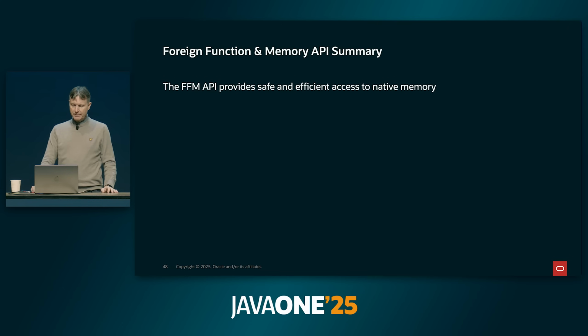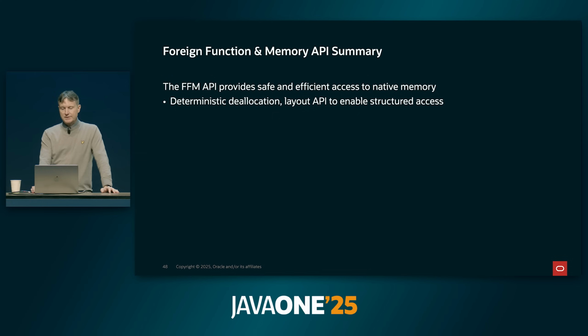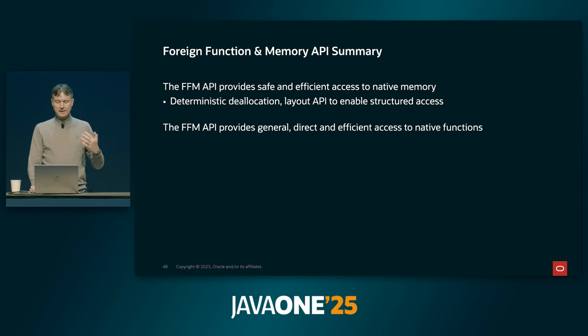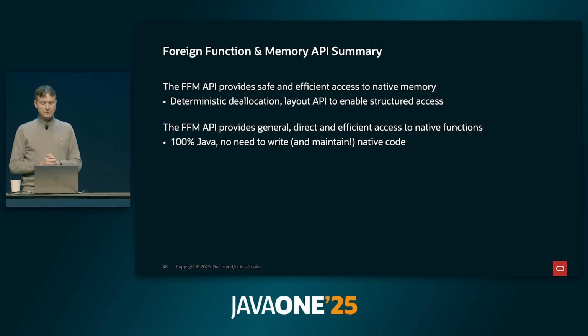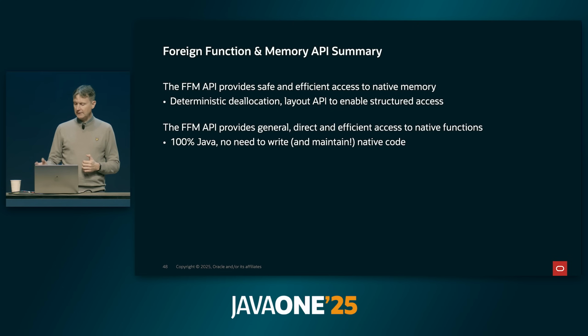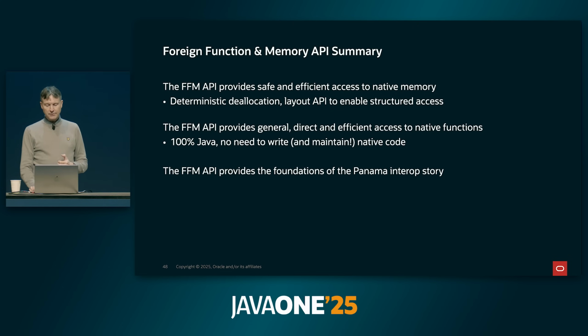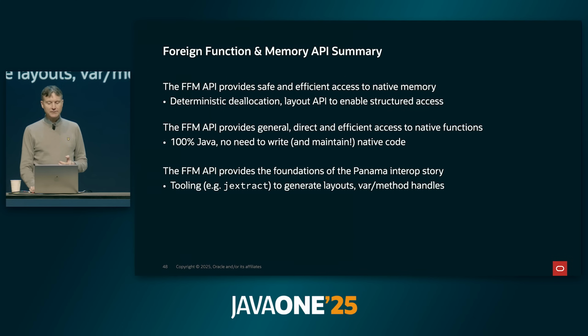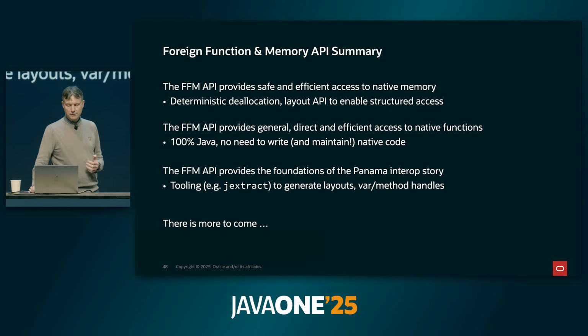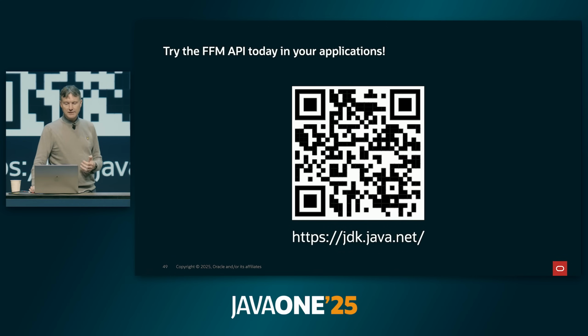So, to sum things up, the FFM API provides a safe and efficient way to access native memory. We have deterministic deallocation, and a layout API to enable structured access. We have general access to native functions, 100% Java, no need to write and maintain native code. And there is a tool called jextract that automatically allows us to generate bindings for native code. And there is more to come. So please try out the FFM API today. Go and download the latest Java version and try it out with your app and see how much faster or how much nicer it will look.